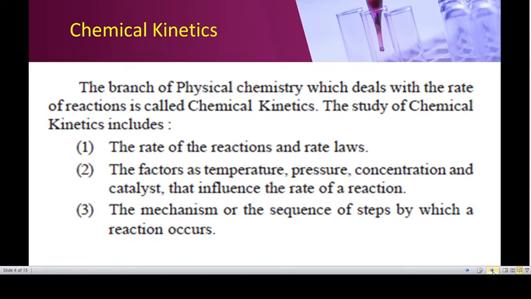Chemical kinetics is the branch of physical chemistry which deals with the rate of reactions. So it is a branch of physical chemistry dealing with rate of reactions. It also includes rate laws, factors affecting reaction rates, and the mechanism or steps involved in the reactions. So this is a brief introduction to what chemical kinetics is.